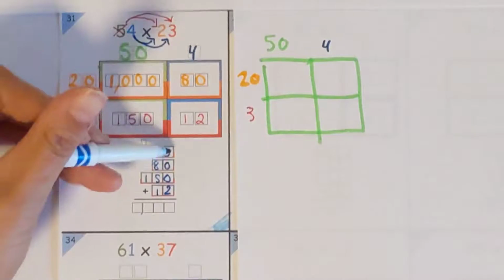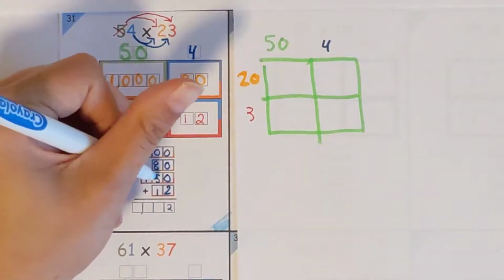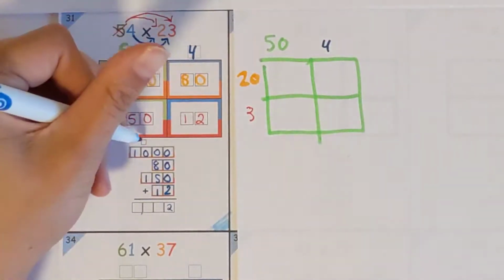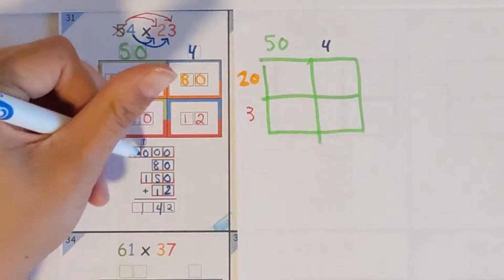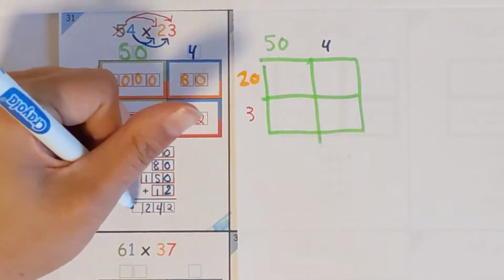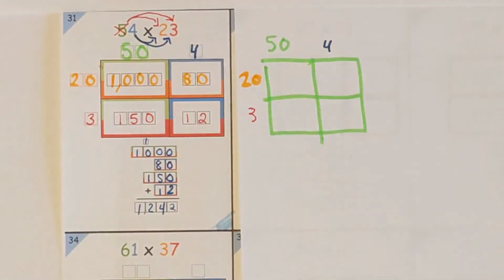Starting on the right, 0 plus 0 plus 0 plus 2 is 2. 8 plus 5 plus 1 is 14. Carry the 1. 1 plus 0 plus 1 is 2. And 1 plus nothing is 1. So we got 1,242.